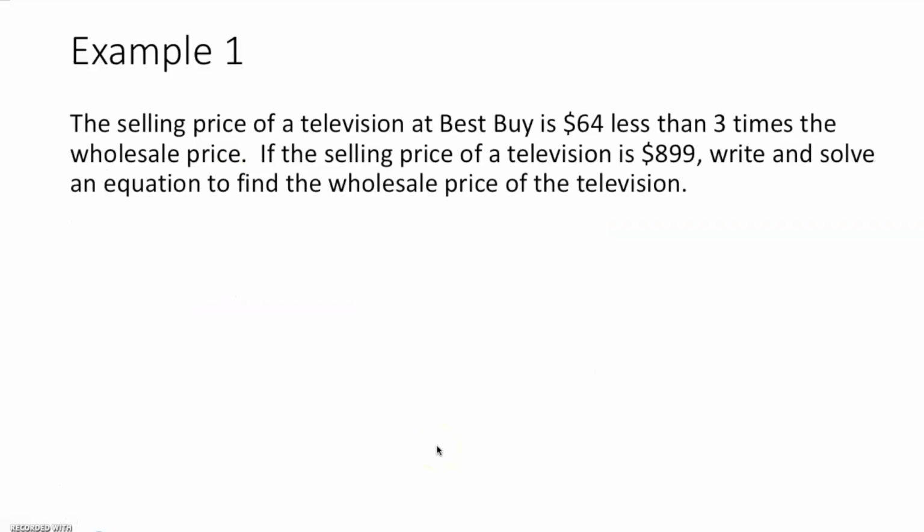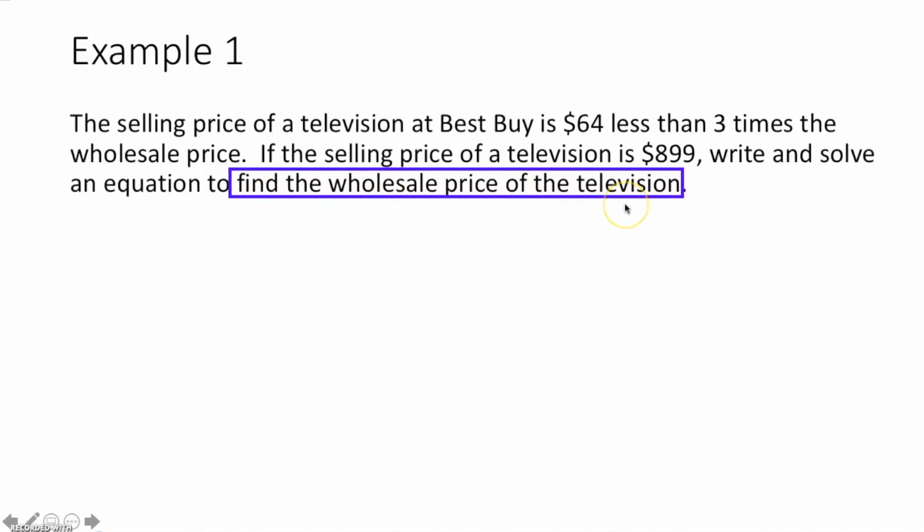It's example time. Example 1 says the selling price of a television at Best Buy is $64 less than 3 times the wholesale price. If the selling price of a television is $899, write and solve an equation to find the wholesale price of the television. So, what do we do first? Well, we are not scared. We're ready to go. So step 2 would be to figure out what the problem is asking you to find. We are trying to find the wholesale price of the television.